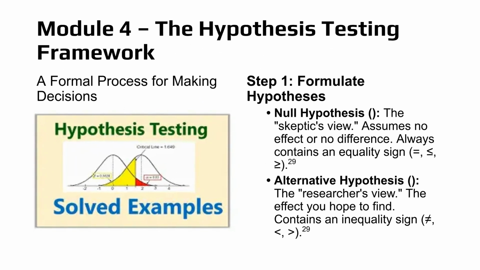Slide introducing hypothesis testing. Hypothesis testing is the formal process we use to make decisions with data. It always starts with two competing hypotheses. The null hypothesis is the skeptic's view. It assumes there is no effect or no difference. The alternative hypothesis is the researcher's view. It's the effect you are hoping to find.